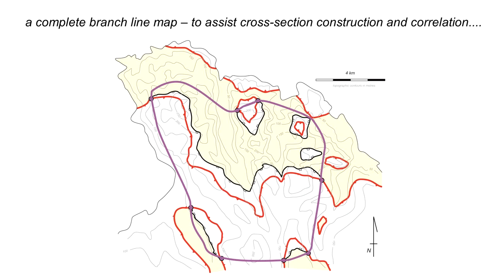If we're going to draw a cross section through here, we're defining the extent of our thrust bound slice, and we can also show how far we can correlate it. In other words, it only extends within this loop, not outside it. So really useful ways of exploring the three-dimensional structure of linked thrust systems. Branch line maps.